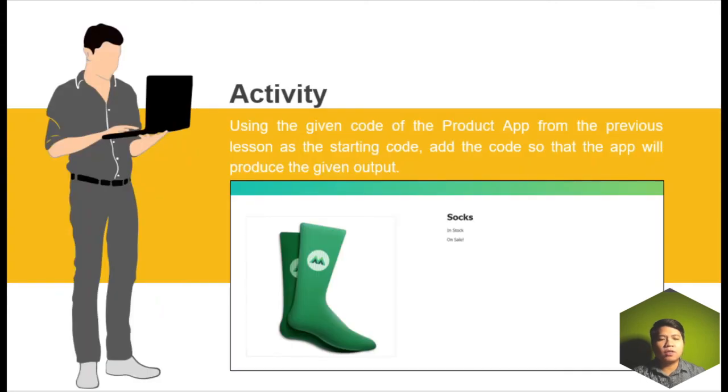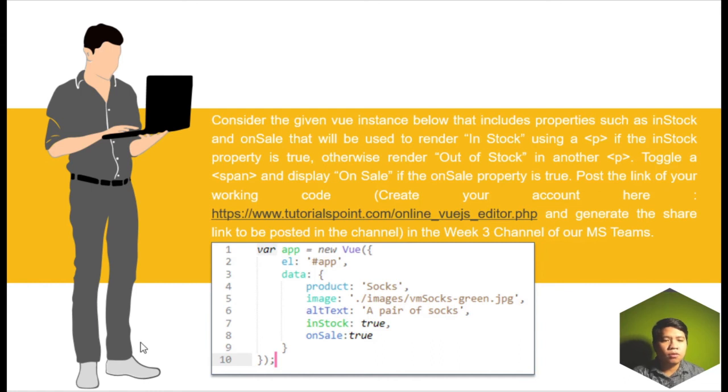For this lesson's activity, using the given code of the product app from the previous lesson as the starting code, add the code so that the app will produce the given output. Notice here, after the product name, we are able to display in stock or on sale. So how will you do that? Consider the given Vue instance below that includes properties such as inStock and onSale that will be used to render the in stock using a p if the inStock property is true, otherwise render out of stock in another p. Toggle a span and display on sale if the onSale property is true.